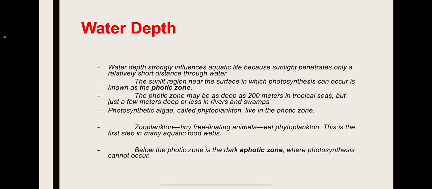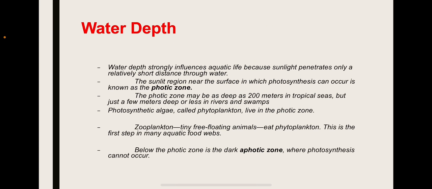Water depth strongly influences aquatic life because light penetrates only a relatively short distance into the water. The sunlit region near the surface, in which photosynthesis can occur, is known as the photic zone. The photic zone may be as deep as 200 meters in tropical seas, but just a few meters deep or less in rivers and swamps.